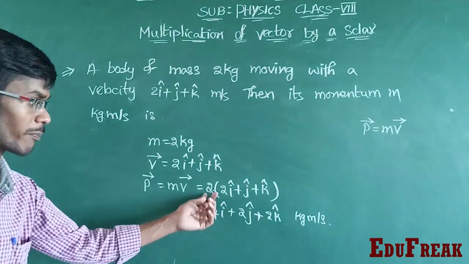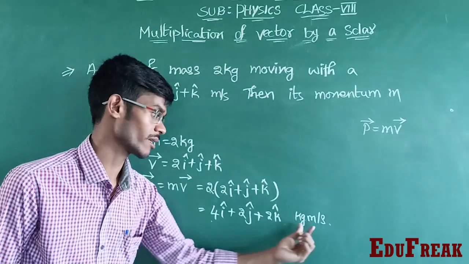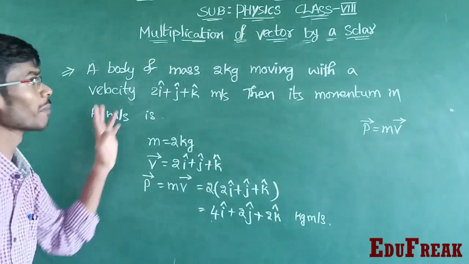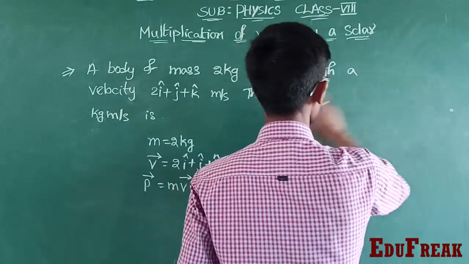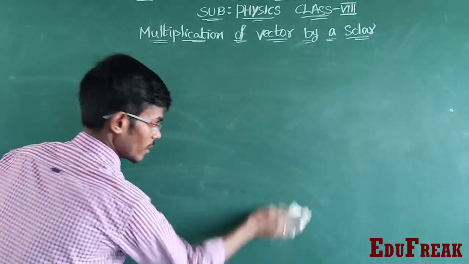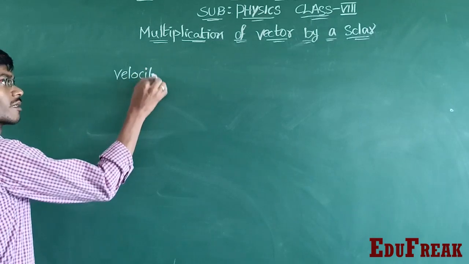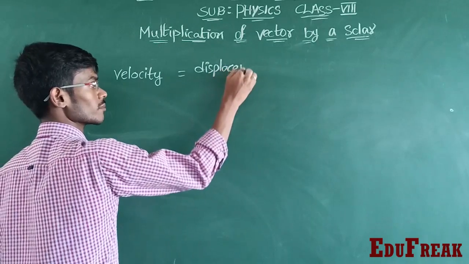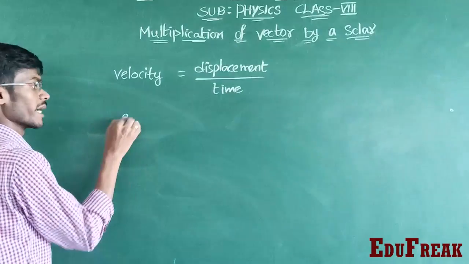Here if you are multiplying with a positive number, magnitude changes but direction doesn't change, and their units also do not change. Okay, this is about the multiplication of a vector by a scalar. And some of the useful formulas we can go with here: velocity is equal to displacement by time.